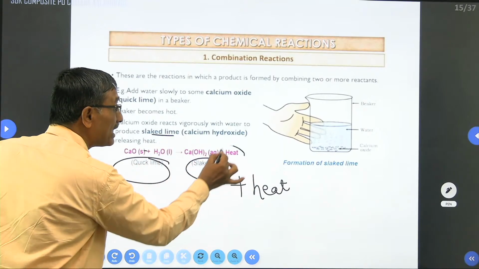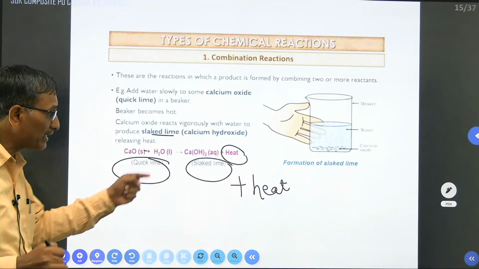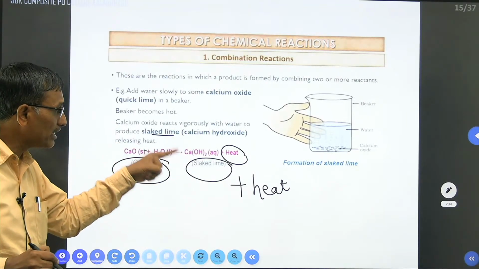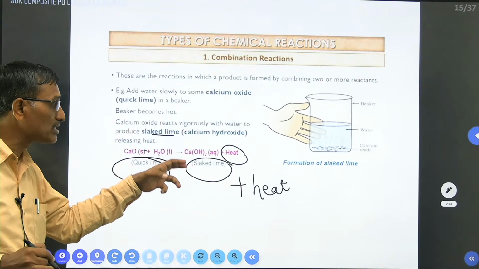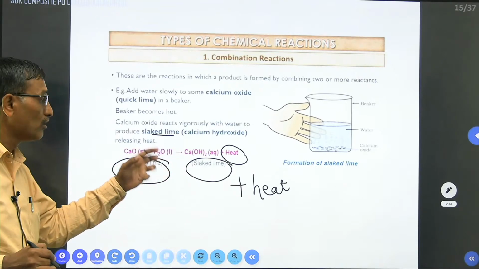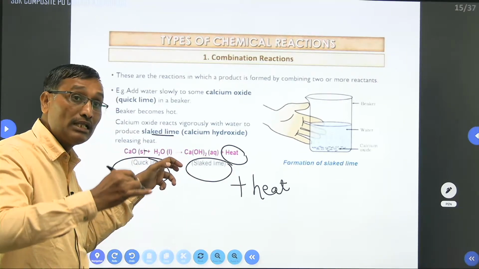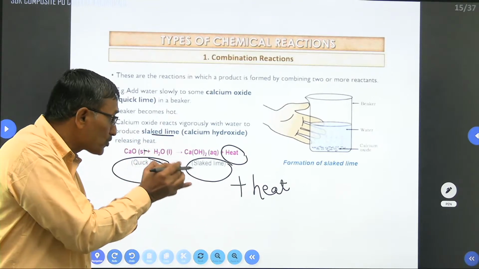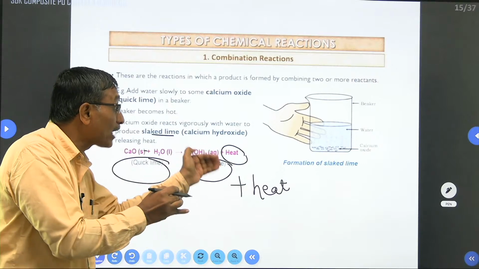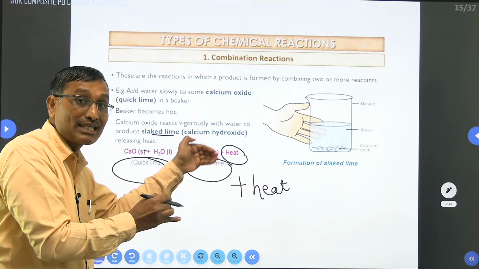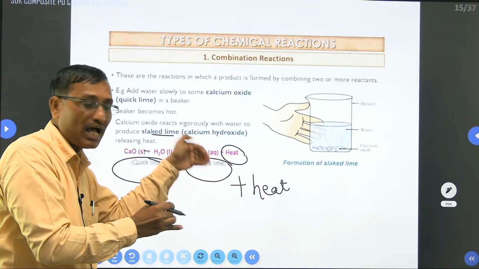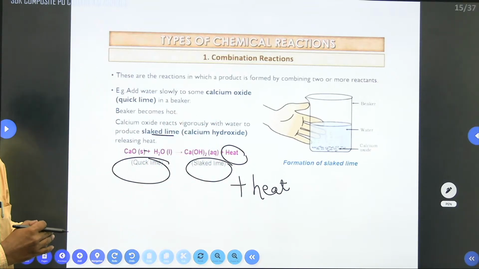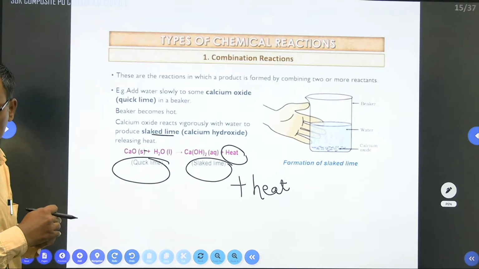So releasing what? Heat. Hence, this is an example of a combination reaction, because in this there is heat energy that is released. Formation of a product with the evolution of heat energy. Hence, it is exothermic. Heat is given out. This is an example of a combination type of reaction, that one you have to remember, students.